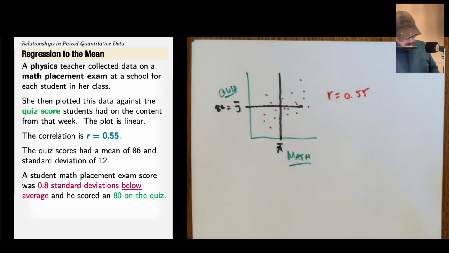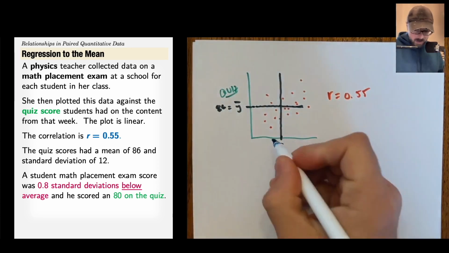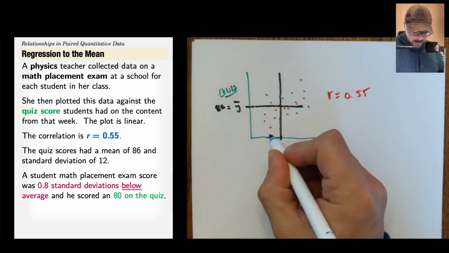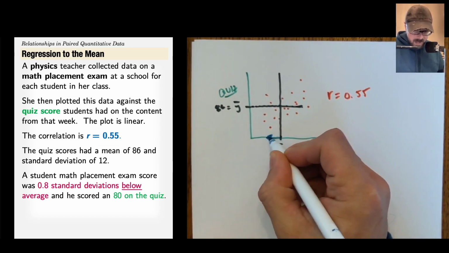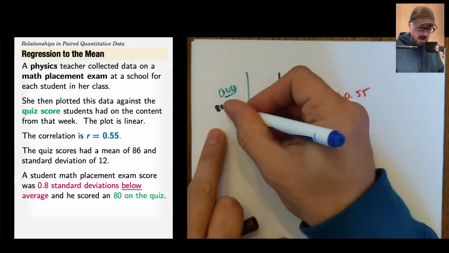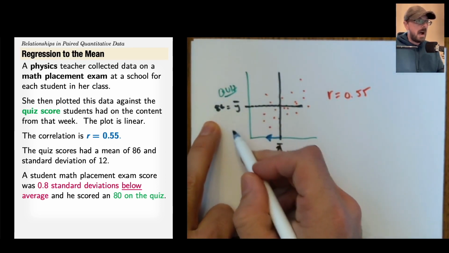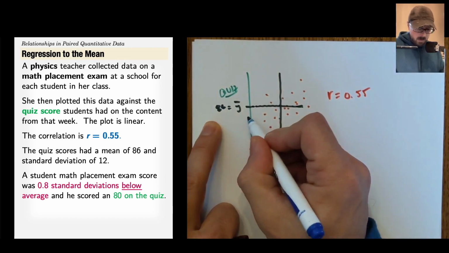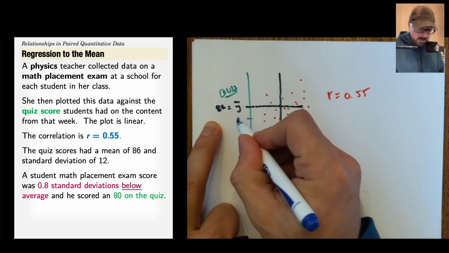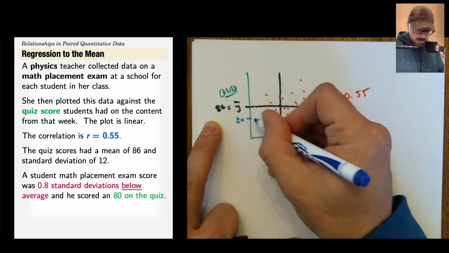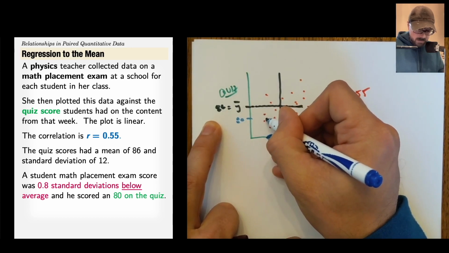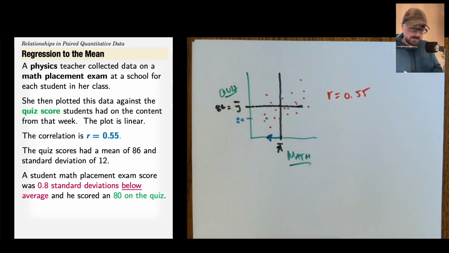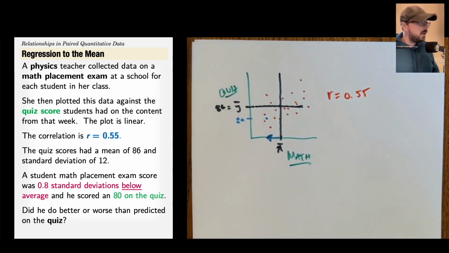So this student was below average in their math score, so they're somewhere down this way. 0.8 standard deviations. I don't know how big a standard deviation is, but they're somewhere down this way. And I know their score was below average in Y. They got an 80. Let's say 80 is right here, and so this student might be right there. So the real question is, did he do better or worse than predicted on the quiz?